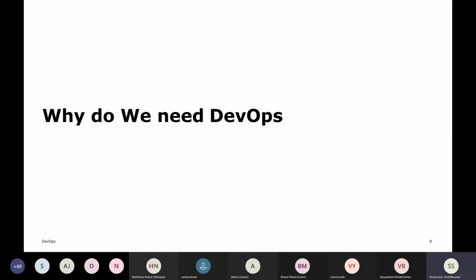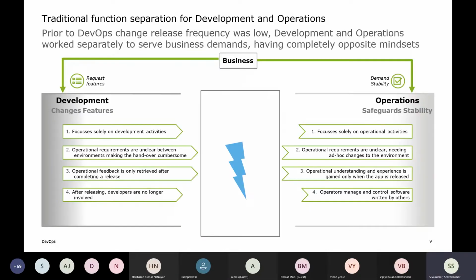Why do we need DevOps? There is a need from the existing structure. There are two different structures in traditional IT functions that are separated into two different phases: one is the development phase, one is the operation phase. If the business is at the center, it could be anything. The business has two needs: one is the requested feature, what to develop for their business goals, and the other is the demand stability it requires to achieve it.